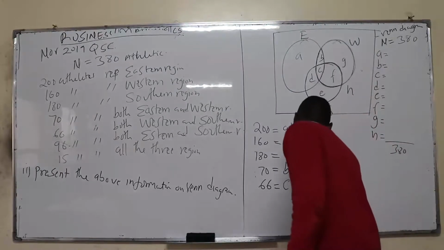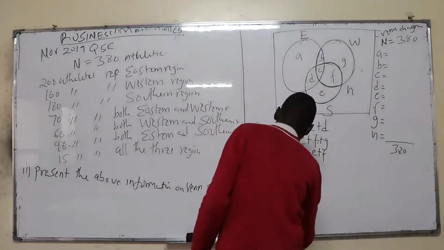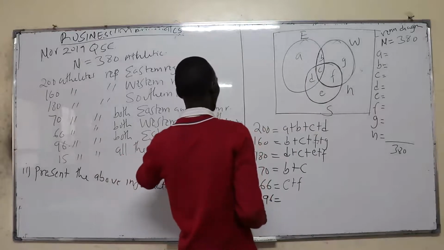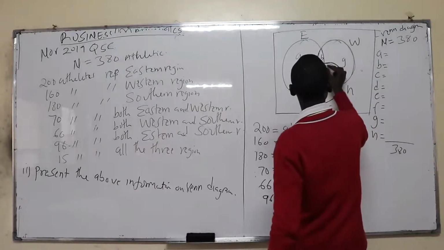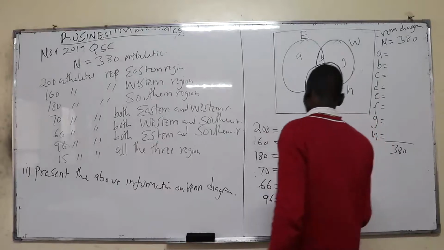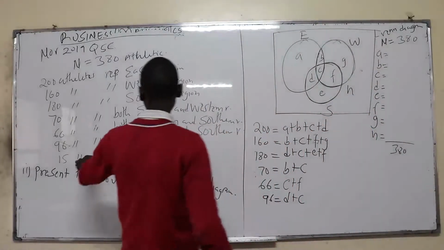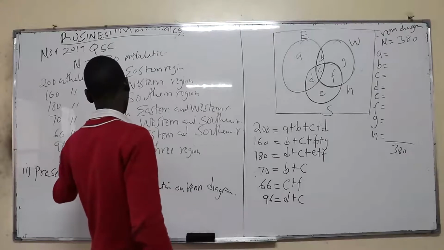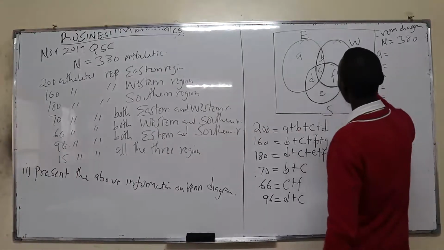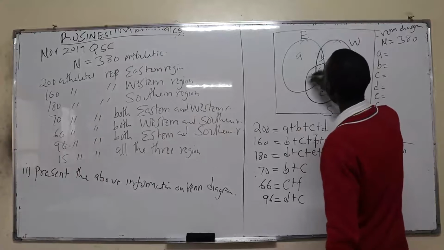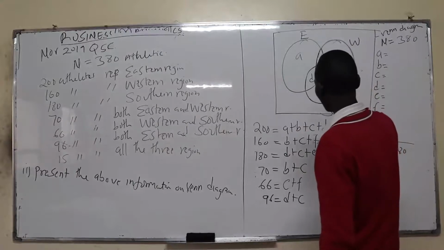So in the Venn diagram, the elements will be A, B, C, D, E, F, G, and H. So you come here, our N, or total number, is 380. Then you write those elements A, B, C, D, E, F, and G. So you start to crack, find those numbers, which must be equal to 380. So the first statement, 200 athletes represented the Eastern region. So we take all elements that are in Eastern region.